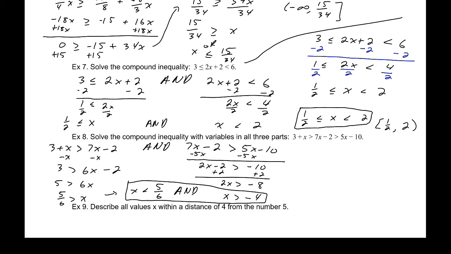All right. So x is less than 5/6, and x is greater than negative 4. The left endpoint in this would be negative 4, and the right endpoint would be 5/6. And neither of those are included.